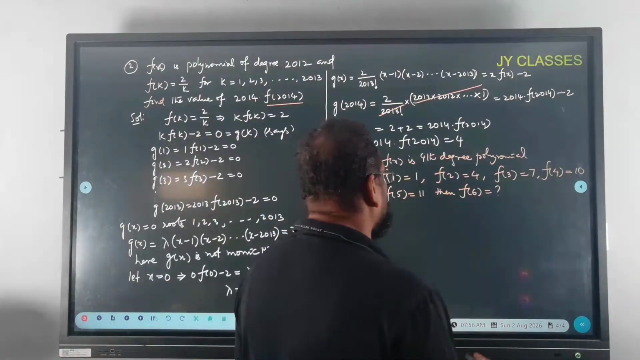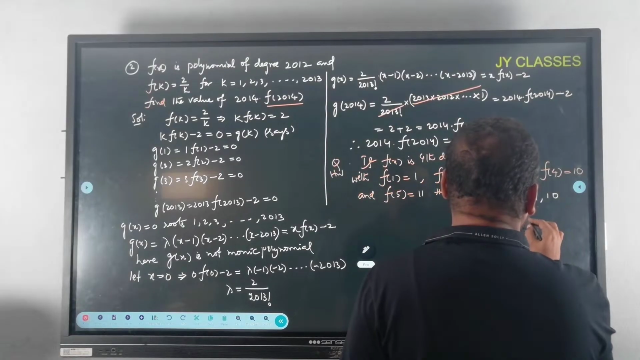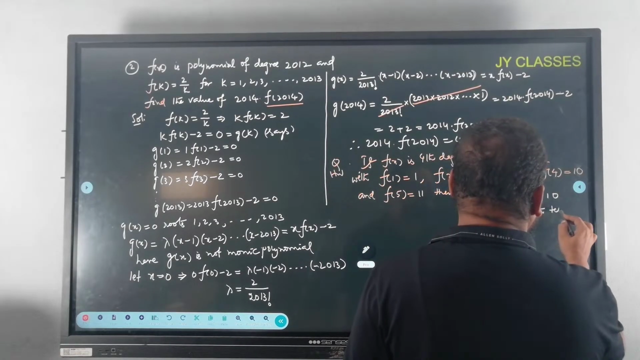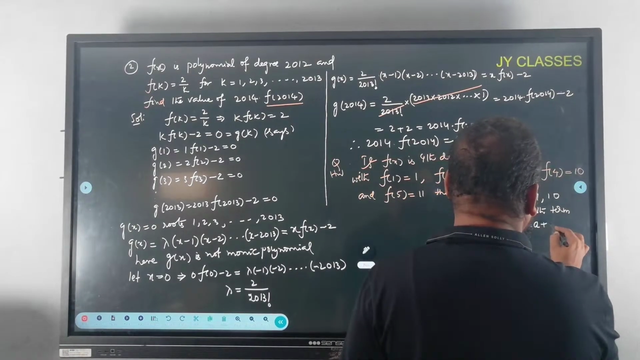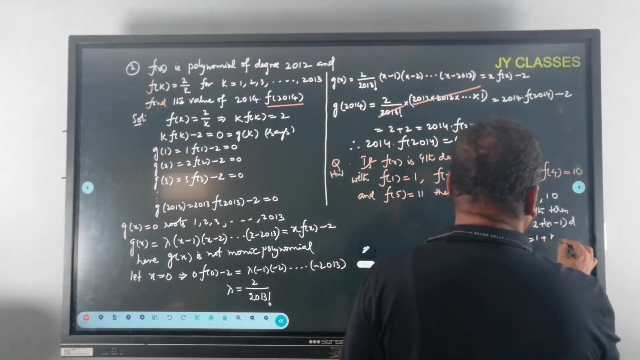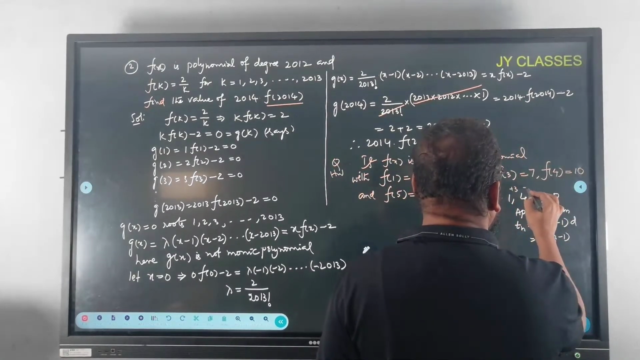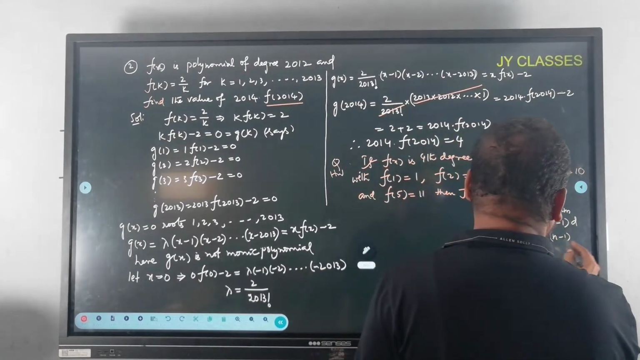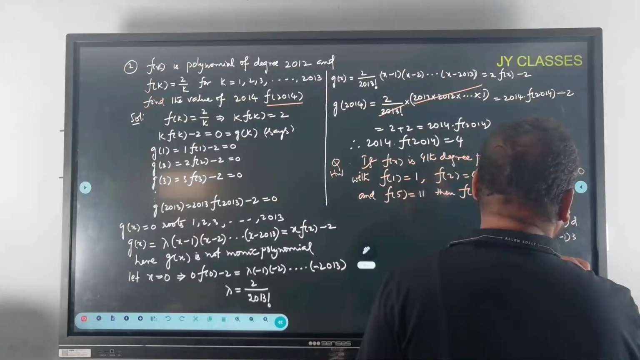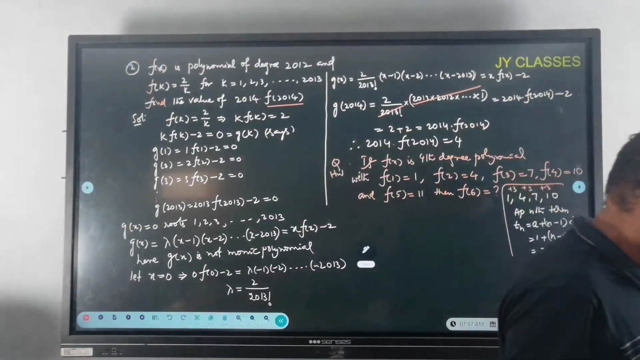I will give you a small hint here. 1, 4, 7, 10 is an AP, so find the nth term. The nth term is tn is equal to a plus n minus 1 into d, 1 plus n minus 1 into d, where d is the difference, plus 3, plus 3, plus 3. So this is 3n minus 2. That is the hint. Solve it.